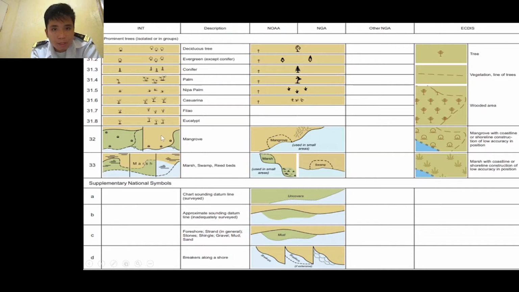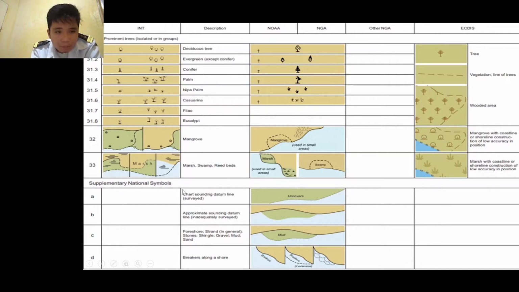So this is used by the INT, and the NOAA and the NGA use these kinds of symbols on their nautical charts, and the ECDIS uses this for all trees, vegetation, line of trees, wooded area, mangrove with coastline or shoreline, so near the shore, near the sea.